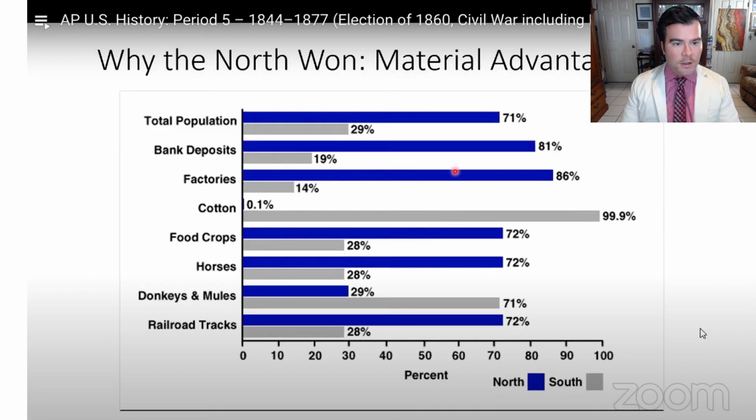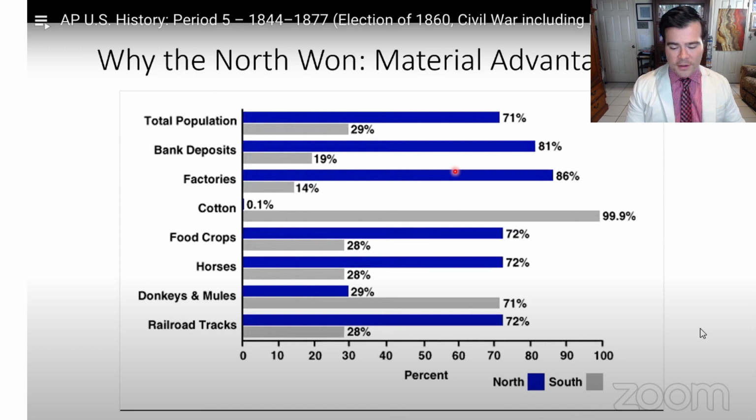Okay, let's look at the numbers, guys. It makes a lot of sense when you look at the data. Why the North won? Material advantages. So they have way more population, way more factories, way more resources, way more material. They even made more agriculture than the South, guys. We did what the South did even better.